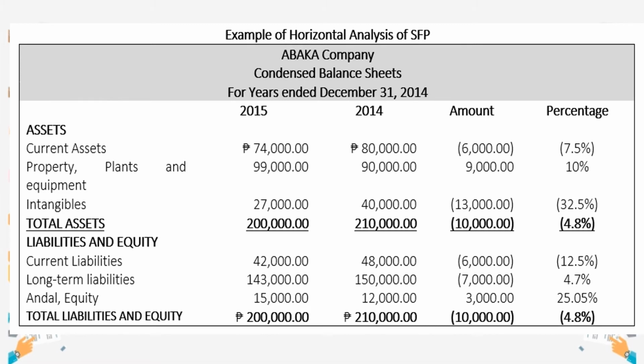Now for the total liabilities, as you can see, it should be balanced. So it should be the same as the total assets. The peso change is 10,000 pesos, while the percentage change is 4.8%.